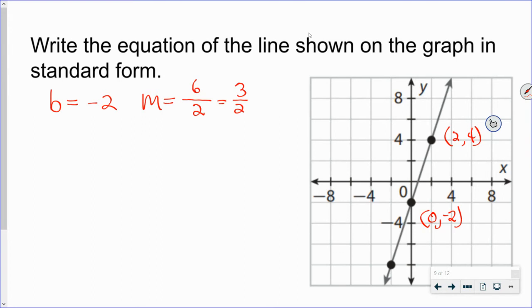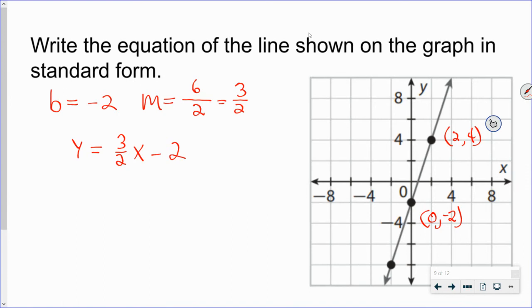And so if I want to write it in standard form and I have a slope and a y-intercept, that's where I start. Oh, by the way, which form will I use? If I have a slope and a y-intercept, I use slope-intercept form. Yeah, y equals mx plus b. So here we go: y equals 3 over 2 x minus 2. I just put my slope there, and my y-intercept.